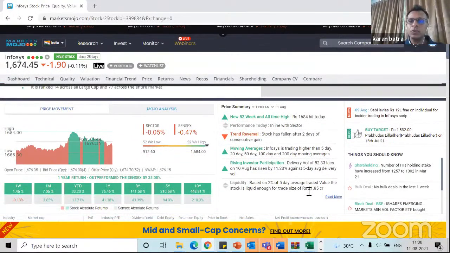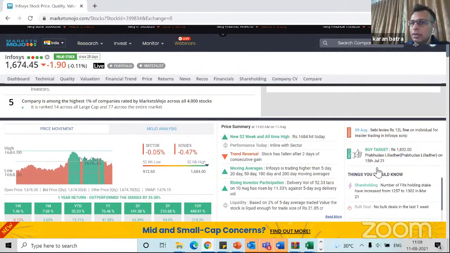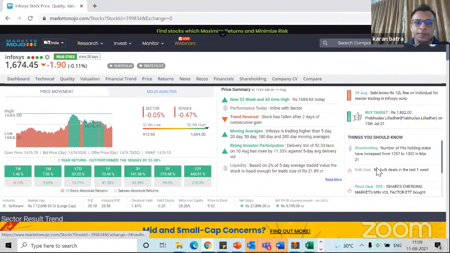This is the daily dashboard of what is happening with the price of the company. What is the thing that I should know? What is the movement in the company? So Infosys incidentally touched a new 52-week high today. And what have been the returns? Is there any bulk deal? Is there a shareholding pattern update? Is there any news on the company?